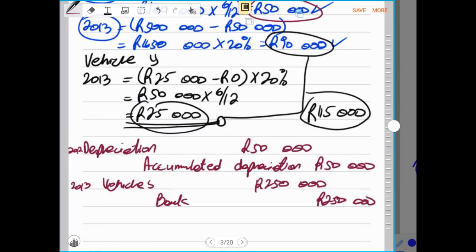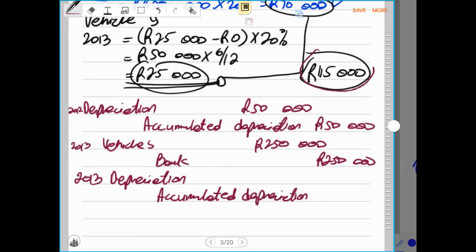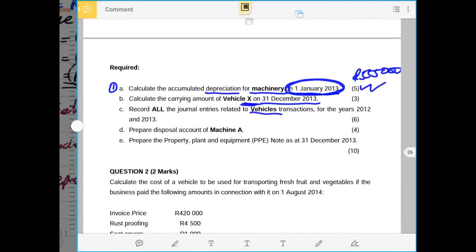So now, again in 2013, we need to record all the depreciations that we have already recorded in the PPE note. Depreciation, then accumulated depreciation for the current year, all of them. And that was the total depreciation for the current year for both vehicles, 115,000. So now these will be the journal entries that we were required to record under number C. Then we go and look for another requirement, to ensure that we have done all of them.